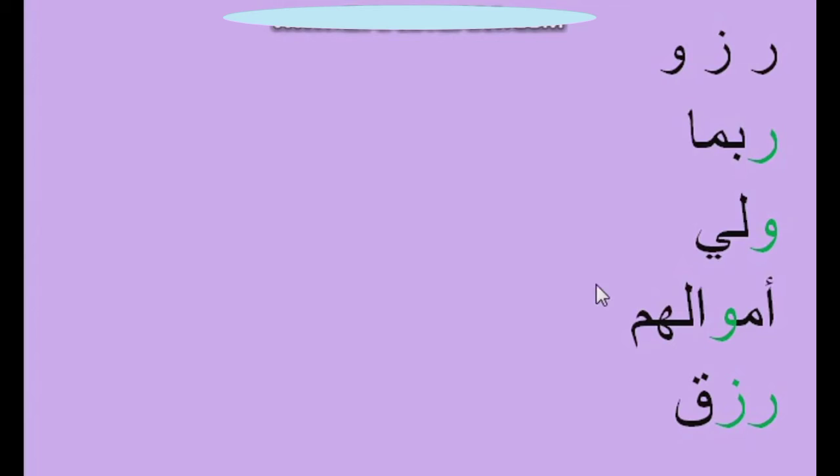Ra, za, and waw can connect to the letter before them, but cannot connect to the letter after them. Like this one cannot connect to ba, and waw cannot connect to lam. But with the previous letter, it's okay, like this one. That's the way we write ra, za, and waw.